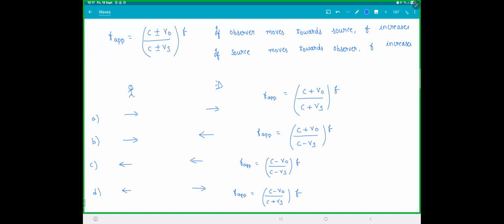Now, this formula can be even further enhanced. What happens if there's a wind blowing? The formula becomes f' = f (C ± W ± V observer) / (C ± W ± V source). Do you guys remember the wave speed formula which we derived? Root over T by mu and root over bulk modulus by rho.